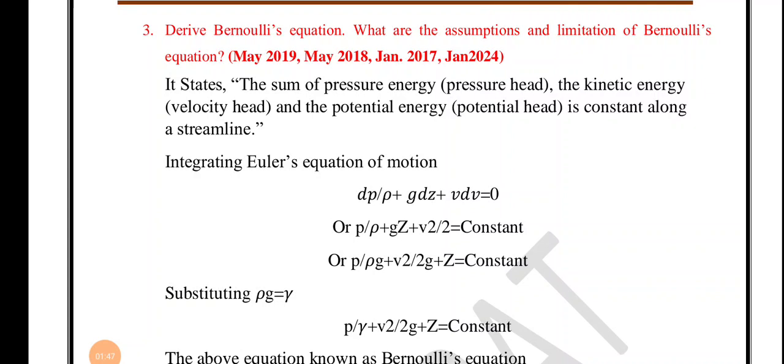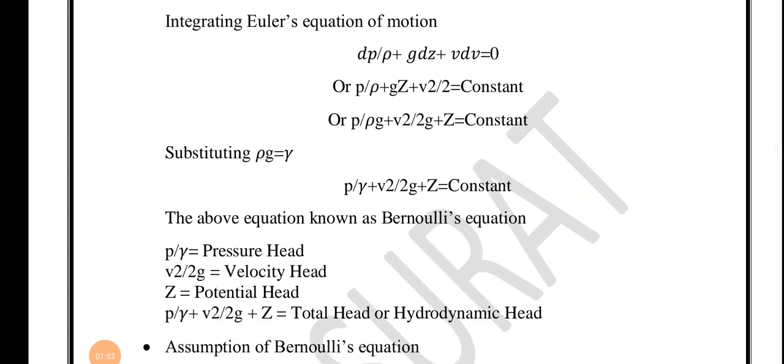Substituting rho g equal to gamma, we can also write it as p by gamma plus v square by 2g plus z equal to constant. So this is Bernoulli's equation. In this equation, the p by gamma term is known as the pressure head, the v square by 2g term is known as the velocity head, and z is the potential head. So Bernoulli's equation states that the summation of pressure head, velocity head and potential head is constant throughout the streamline.